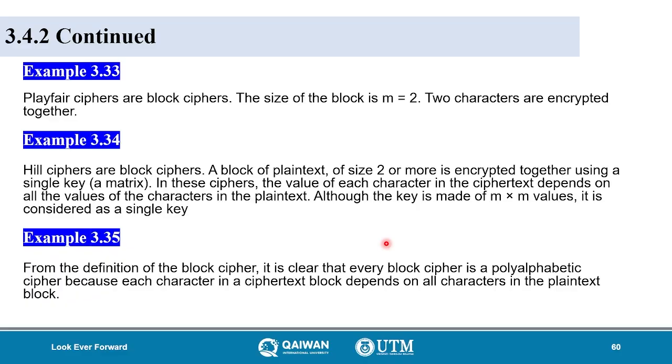Now, examples 333, 334, 335. Playfair ciphers are block ciphers. The size of a block is m equal to 2, and two characters are encrypted together. Now, Hill ciphers are block ciphers. A block of plain text of size m is encrypted together using a single key or a matrix. In the cipher, the value of each character in the ciphertext depends on all the values of the characters in the plain text. Although the key is made of m multiplied by m values, it is considered as a single key. From the definition of a block cipher, it is clear that every block cipher is a polyalphabetic cipher because each character in a ciphertext depends on all characters in the plain text.